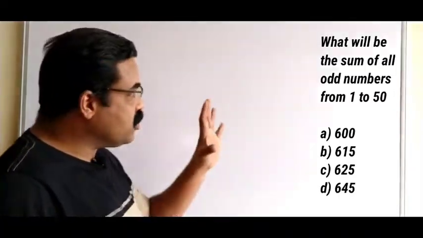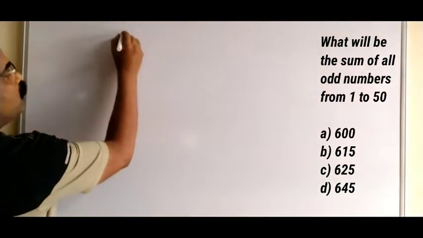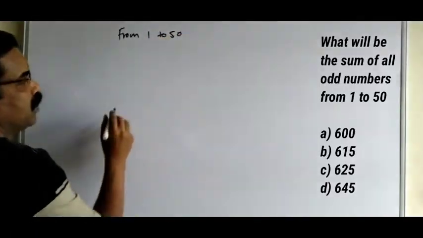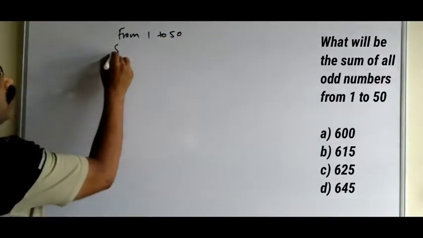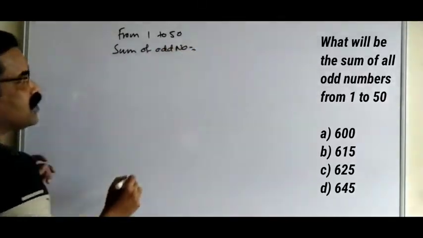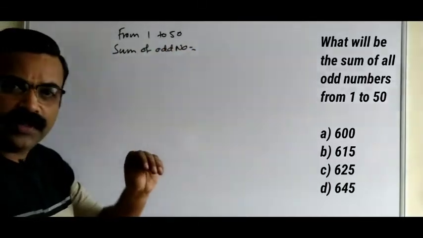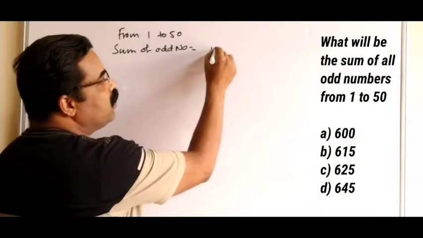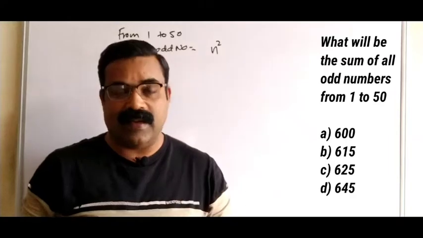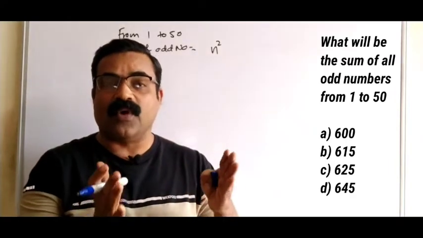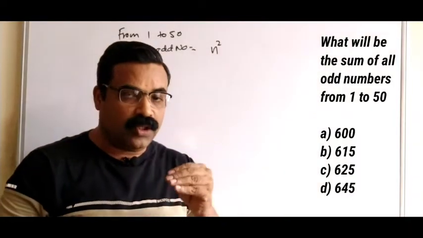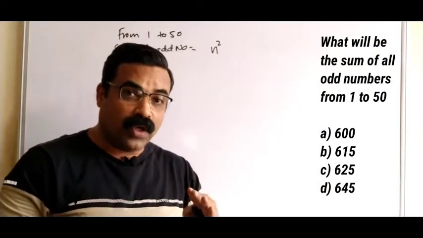So this particular question is about 1 to 50, and we need to find out the sum of odd numbers. For the sum of odd numbers, we use the formula, friends: sum of odd numbers equals n square. Now we need to find out what n is. n is the number of odd numbers between the given numbers. Here we have 1 to 50.